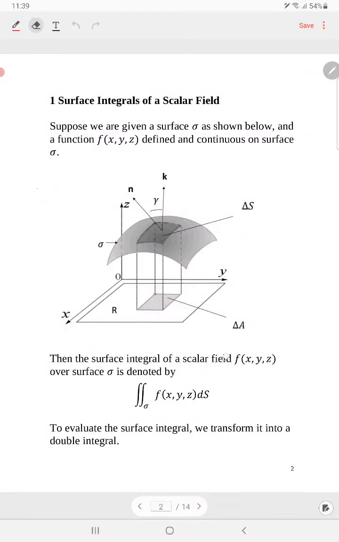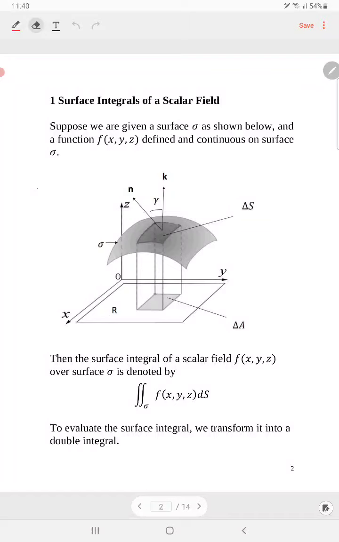Then the surface integral of a scalar field f(x, y, z) over surface sigma is denoted by this notation here. So we have f(x, y, z), which is a scalar field. We want to integrate over surface sigma. To evaluate the surface integral, we are going to project our surface sigma onto a region on a plane. So we're going to transform it into a double integral over a region.